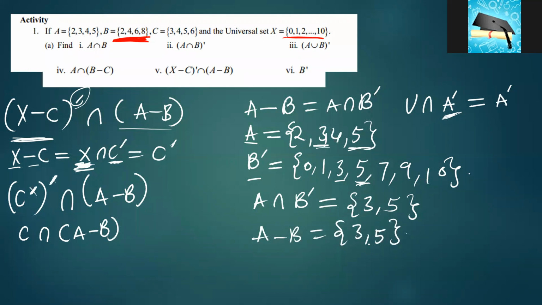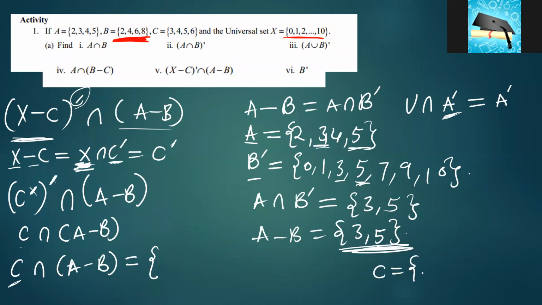So now this 3, 5 is what we're going to intersect with what? With C. So the final solution, C intersection A minus B, is going to be equal to what? So we find the common elements between this set and set C. So set C has been given in the question. Let me just write it here. Set C is given to be 3, 4, 5, 6. So this is our set C.